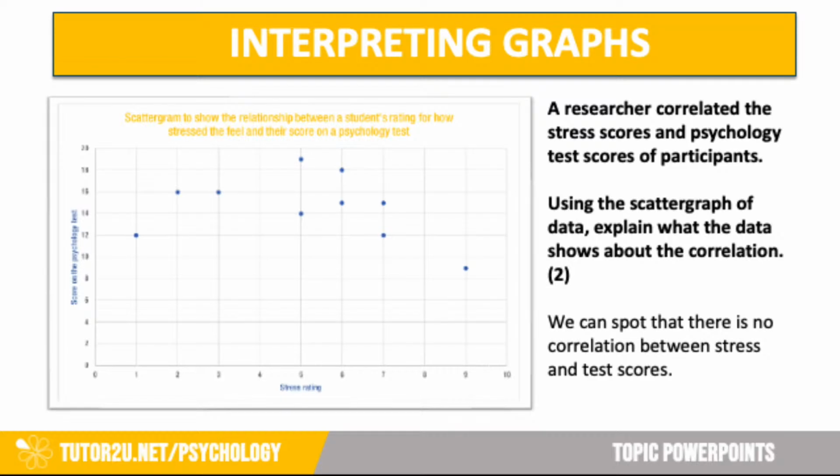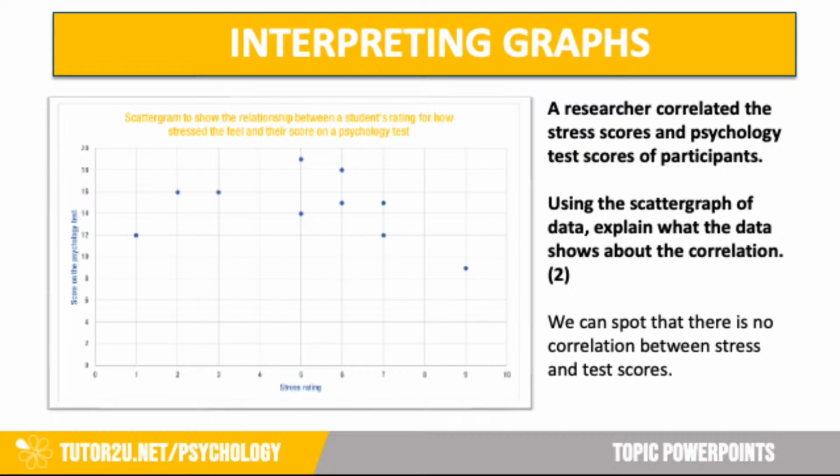So let's have a look. If there was a positive correlation, we'd expect, wouldn't we, that as the stress rating increased, the test scores would also increase. If there was a negative correlation, we'd expect that if the stress scores increased, the test scores would decrease. But we haven't got either of those things happening here. They've all scored quite highly, actually, if you have a look at them, regardless of the stress rating.